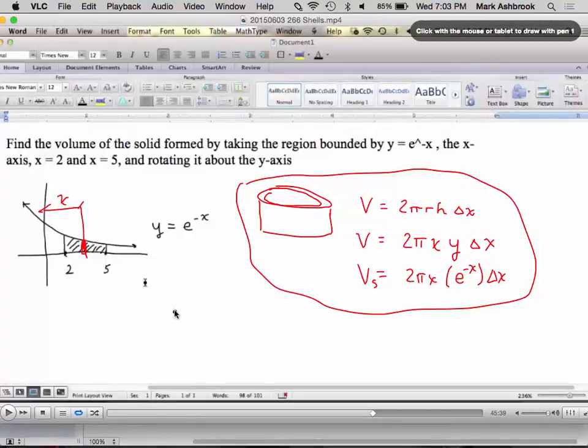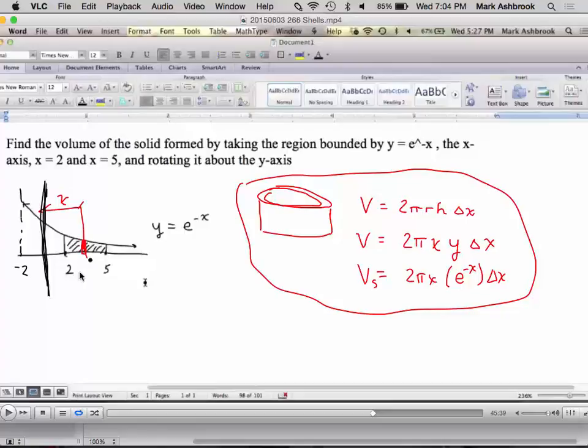Why is it x and not 2 plus x? Because if you were rotating about x equals negative 2, it would be 2 plus x. But you're rotating about the y-axis. When you rotate that strip around the y-axis, the distance from the y-axis to the strip is the x-coordinate on this curve. You're rotating about x equals 0.